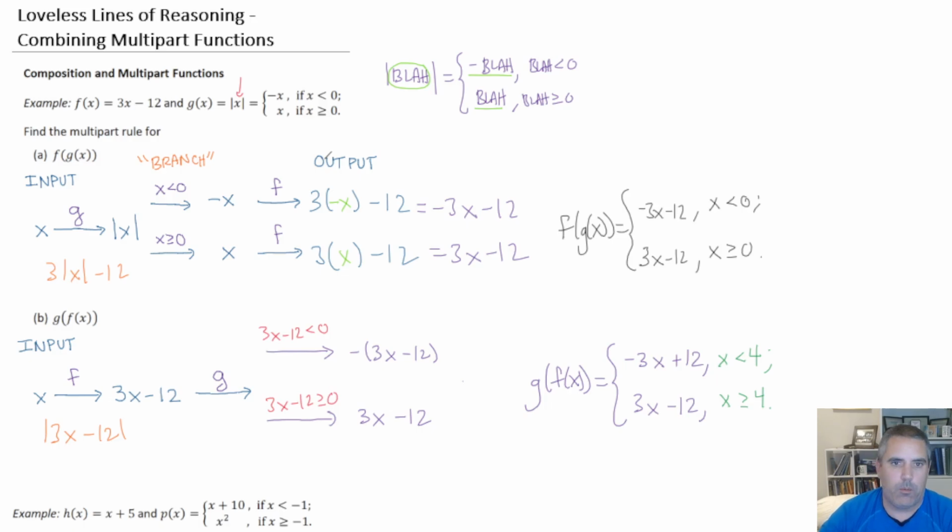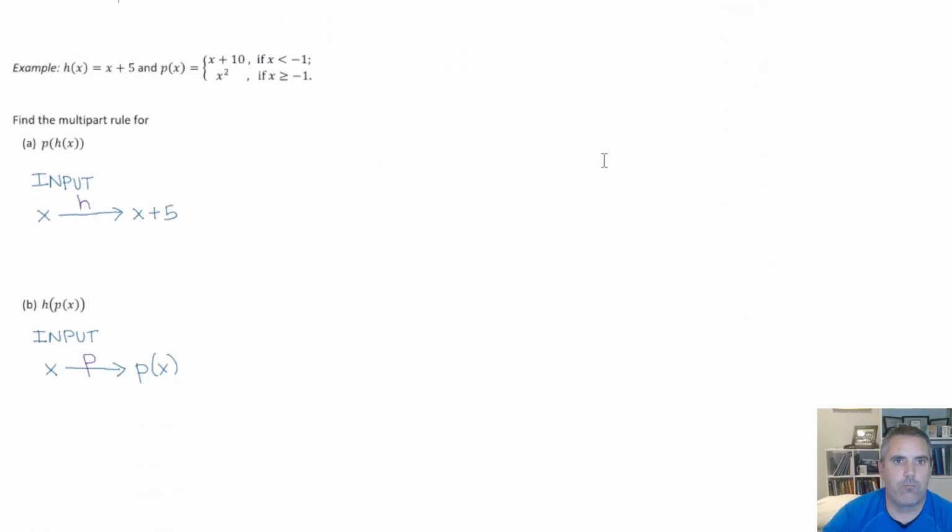Okay, let's do another one. So here's another one, another multipart function. The p of x is the multipart function. So let's play this game again. So let's say we plug into h first, and let's see what happens. So you plug into h, you add 5. Then you plug that into all of these spots. So that's changing the input.